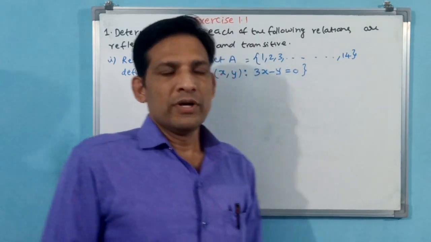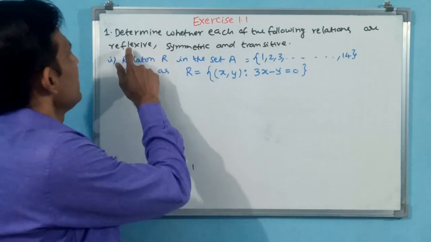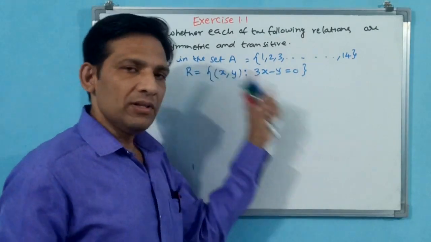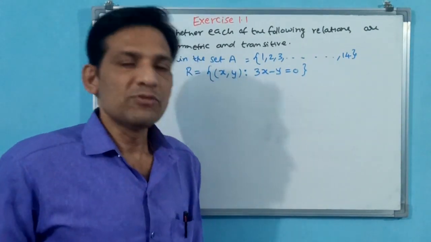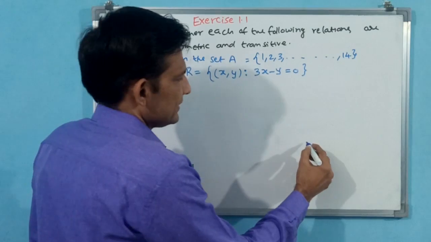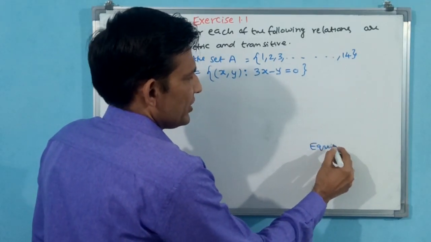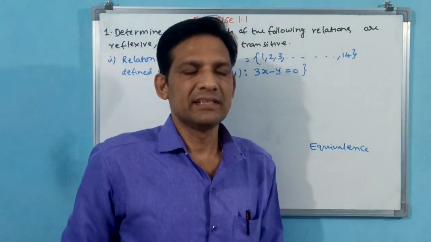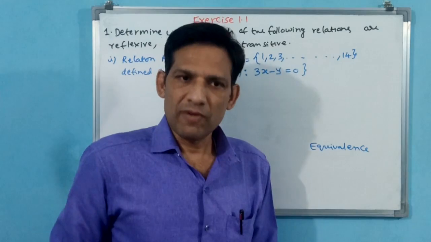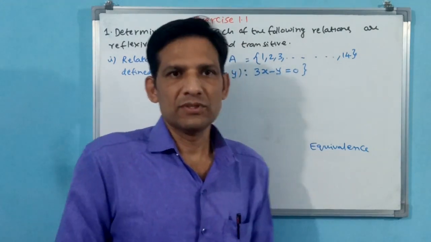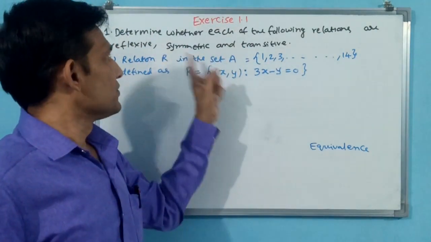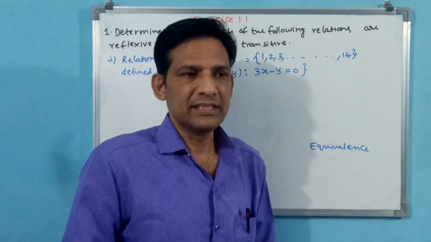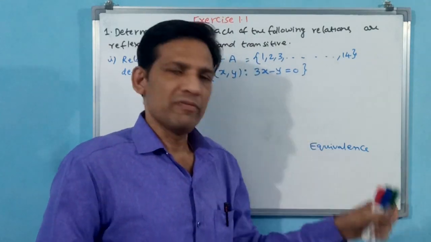What we have to know is, if any relation satisfies all the three relations, reflexive, symmetric, and transitive, that relation is going to be called an equivalence relation. Let me write here: equivalence relation. If any relation satisfies all three, reflexive, symmetric and transitive, that relation is called an equivalence relation.